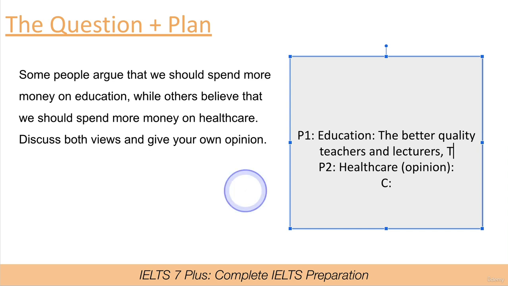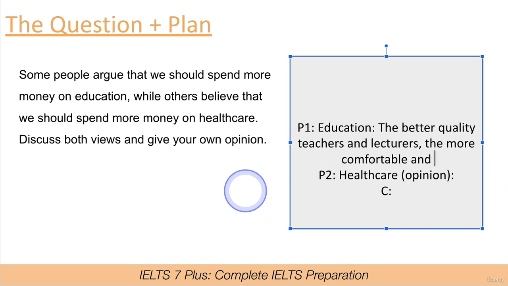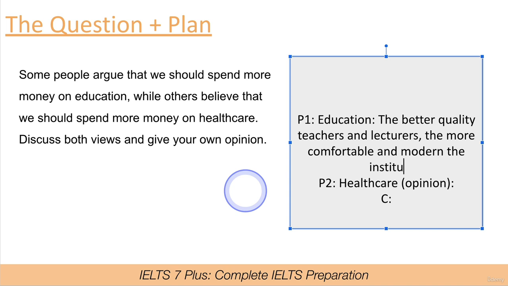So we could say the more money, the more comfortable and modern the institution itself. So we can use examples like the latest technology could be in schools, or the dormitories at university could be upgraded, and so students have a more comfortable time there. Things like this. Okay, so that is one argument. Now let's go into the healthcare opinion.